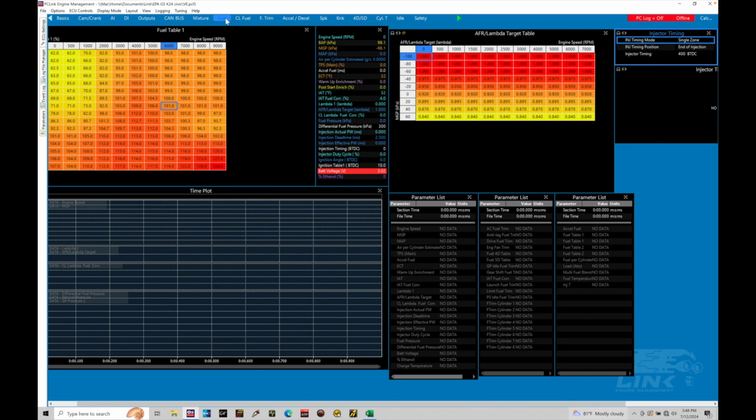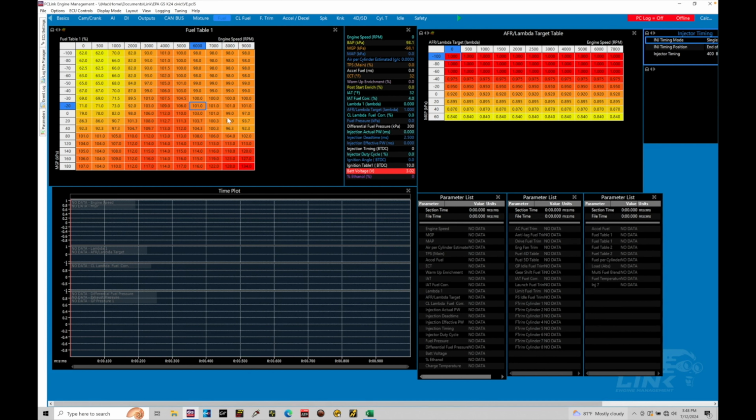In fuel, we find that we have our main fuel table. We know that's the volumetric efficiency table. We discussed that pretty heavily in the last training module. We understand how to scale these breakpoint axes for MGP or manifold gauge pressure, engine load, engine speed, as well as the values in the table should be in a certain range.